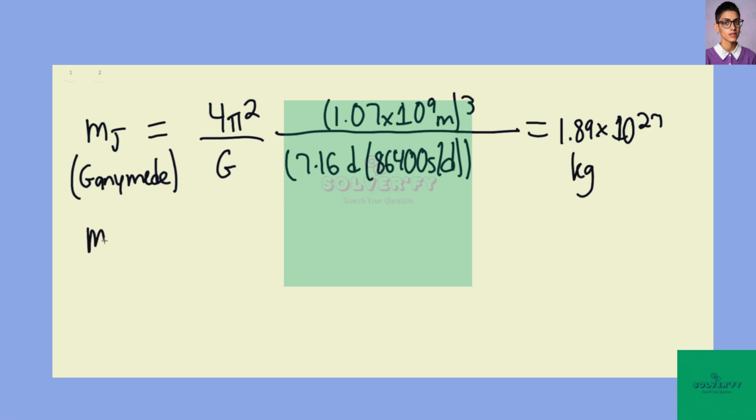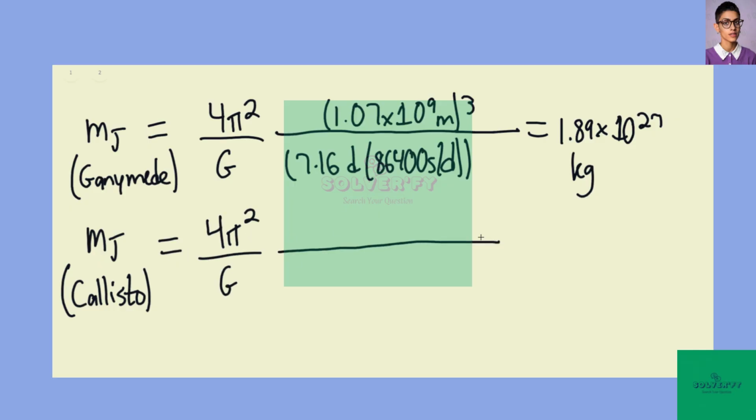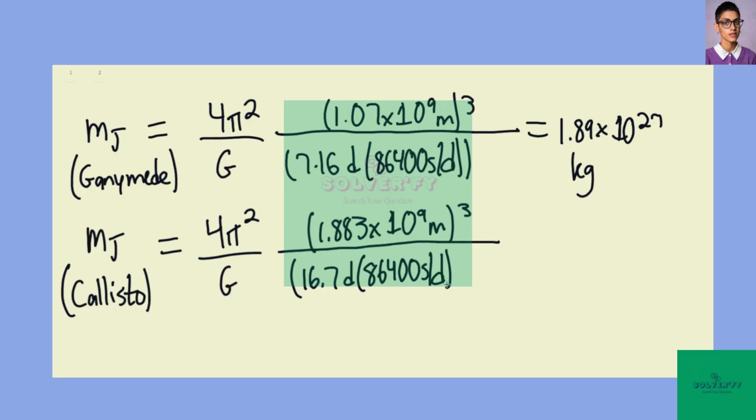And then lastly, the mass of Jupiter based on information from Callisto. This is equaling, again, 4 pi squared over G times the distance between the center of Jupiter and the center of Callisto. So this will be 1.883 times 10 to the 9th meters cubed. And then the period of Callisto would be 16.7 days times 86,400 seconds per day, squared, and this is equaling 1.90 times 10 to the 27th kilograms.